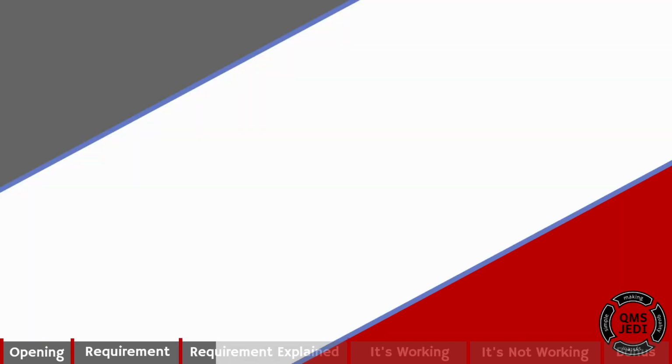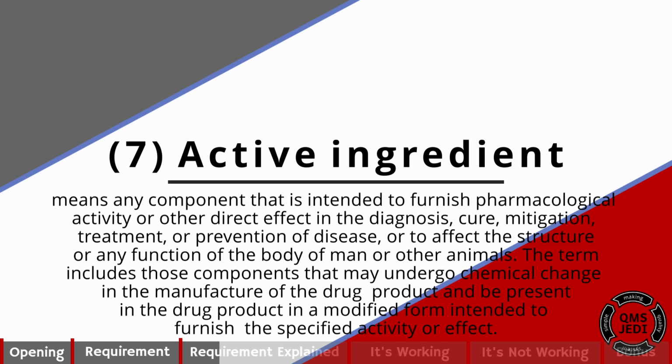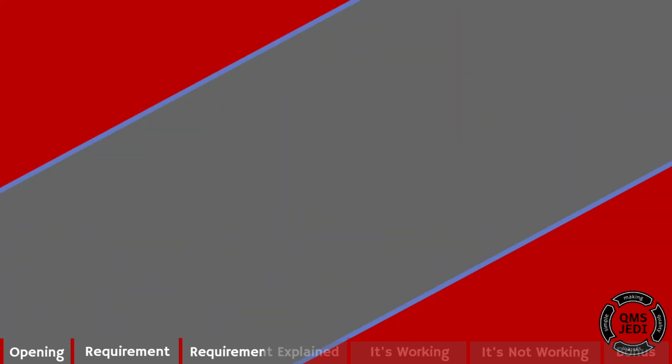Number 7, active ingredient means any component that is intended to furnish pharmacological activity or other direct effect in the diagnosis, cure, mitigation, treatment, or prevention of disease, or is to affect the structure or any function of the body of man or other animals. The term includes the components that may undergo chemical change in the manufacture of the drug product and be present in the drug product in a modified form intended to furnish the specified activity or effect.